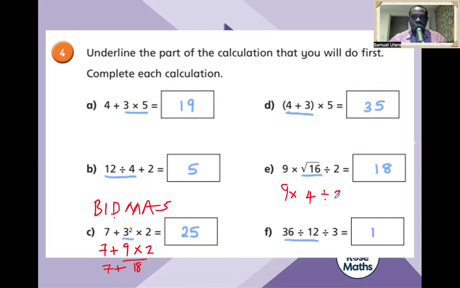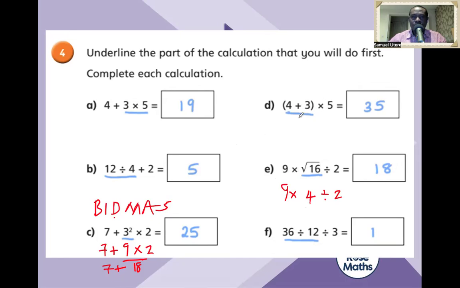We divide by 2. Now, remember, multiplication and division have the same priority. So it doesn't matter. We'll just do it from left to right. So 9 times 4 is 36. 36 divided by 2 is 18. So it doesn't matter.